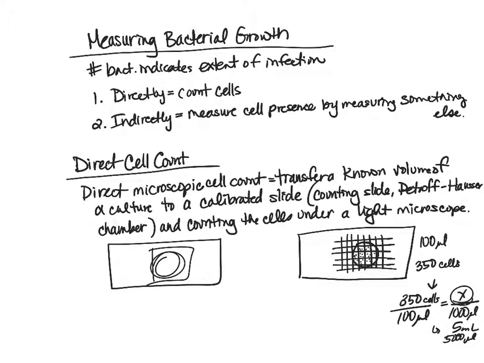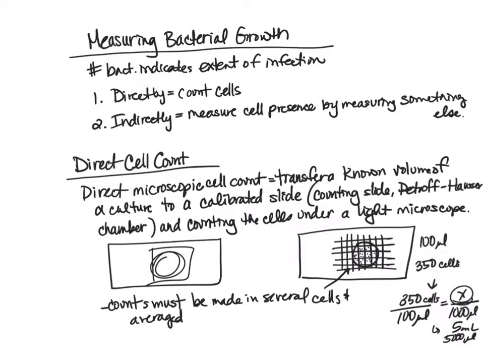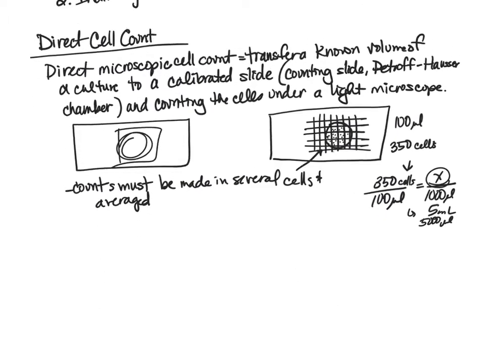So this is a direct cell count. So in this case, what we would do then, I can write it down in words here, is counts must be made in several cells, which is one of these squares here, and averaged.